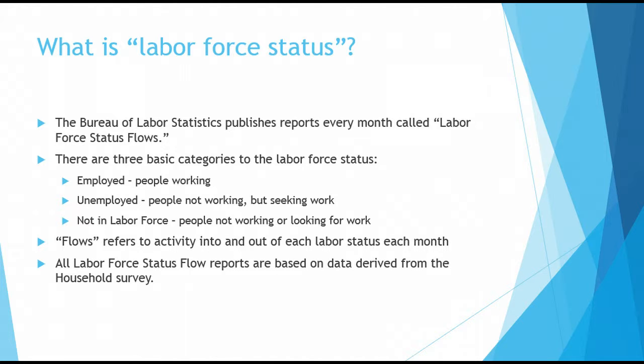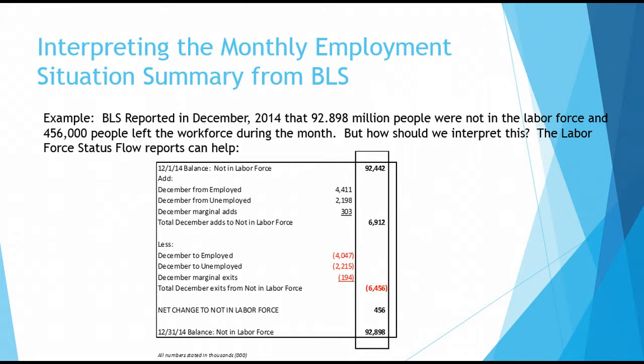So anyway, moving on to the next chart, I want to show you how you can interpret data that's in the monthly employment situation report. That's the report that comes out every month that has the unemployment rate in it and the number of jobs created. Now we'll take an example that goes back to December. The employment situation report in December said that 92,898,000 people were not in the labor force and that 456,000 people left the workforce during the month.